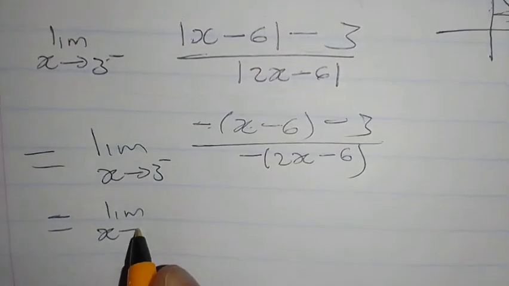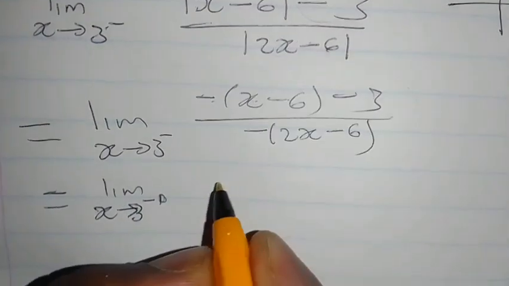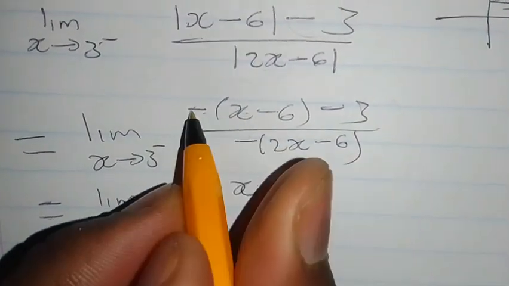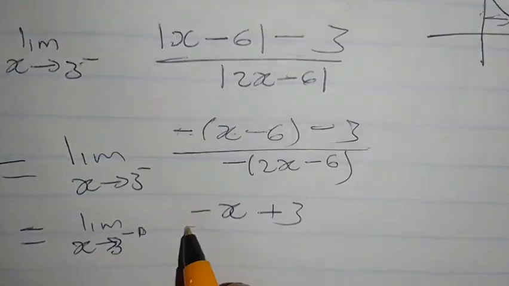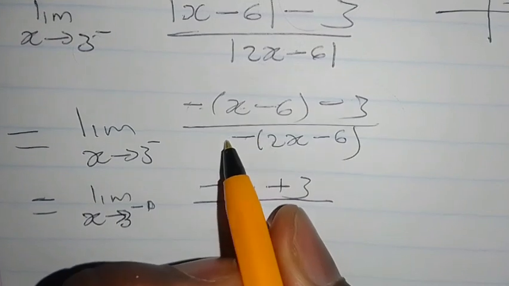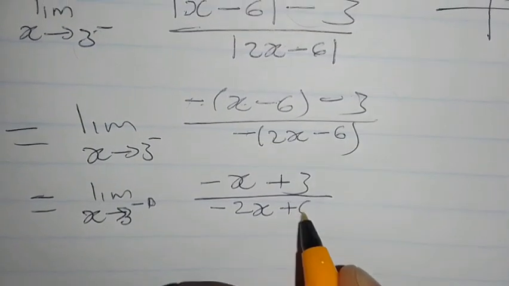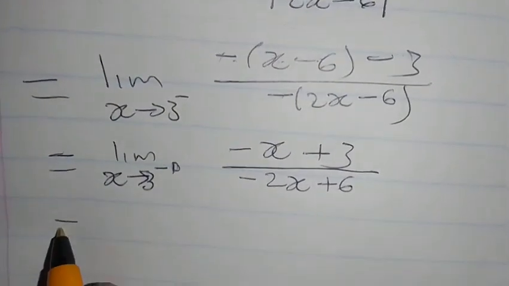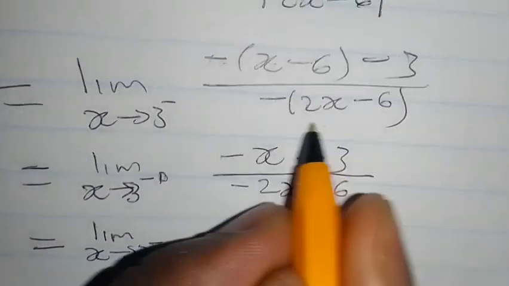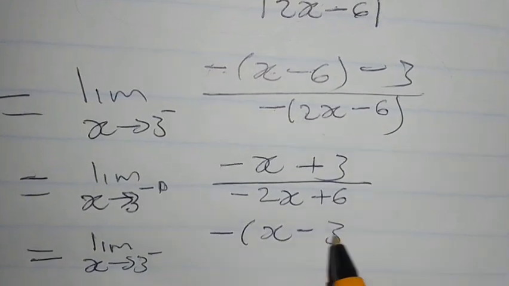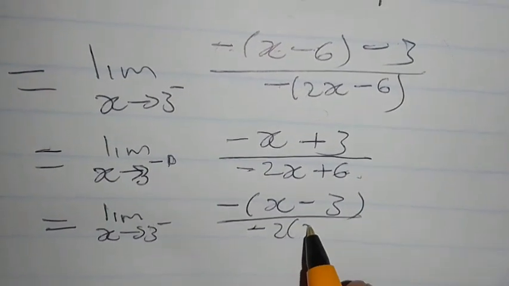So we have the limit as x approaches 3 from the left. Now you're going to have minus x, and then negative times negative is positive, so it's plus 6 minus 3, which is basically positive 3. And now if you distribute the negative, you're just going to have minus 2x plus 6. Now notice that you can factor out a negative on this one, so you'll have negative times x minus 3, and here you can factor out minus 2, since 2 is a factor of both 6 and 2. So you're just going to have minus 2 times x minus 3.